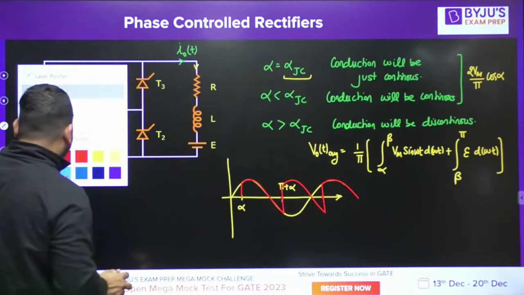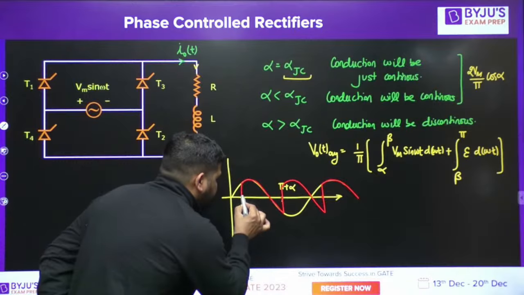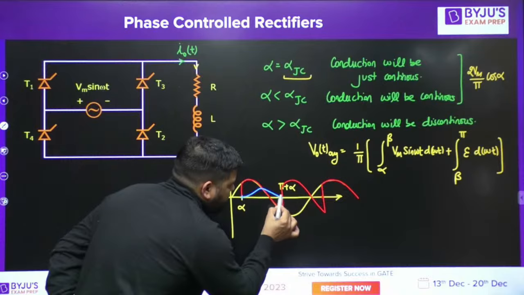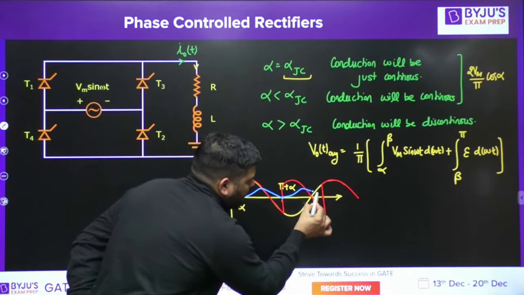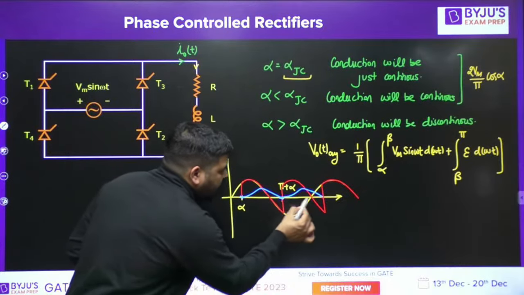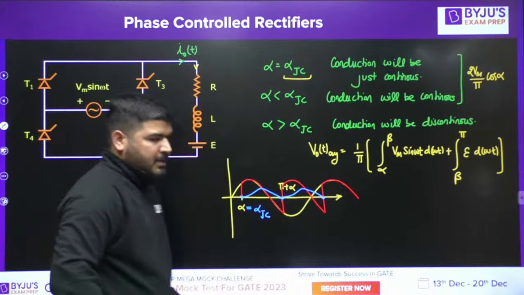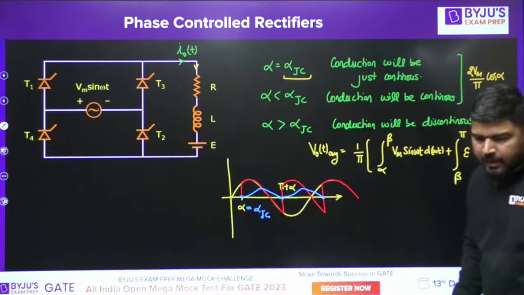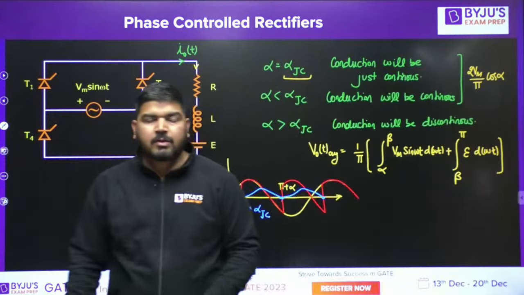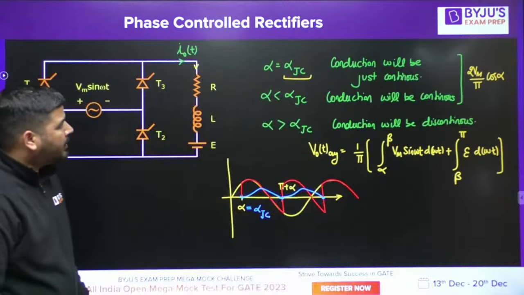Now, what is the wave shape for current for just continuous conduction? For just continuous conduction, the current will start from 0 here, it will go to the maximum value, and then it will again become 0 at this point. This case is just continuous conduction case. So this alpha is equal to alpha JC. Now we need to calculate this alpha JC, the alpha for which the conduction is just continuous.